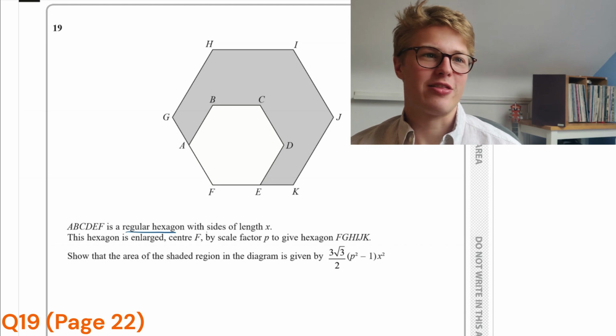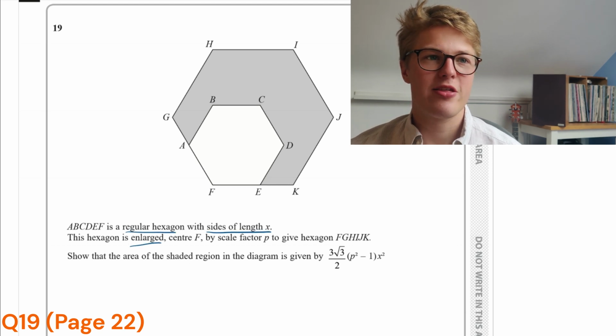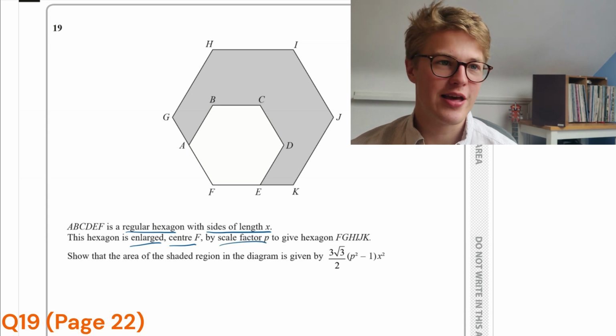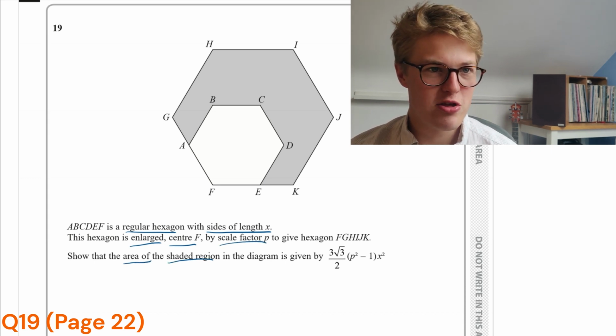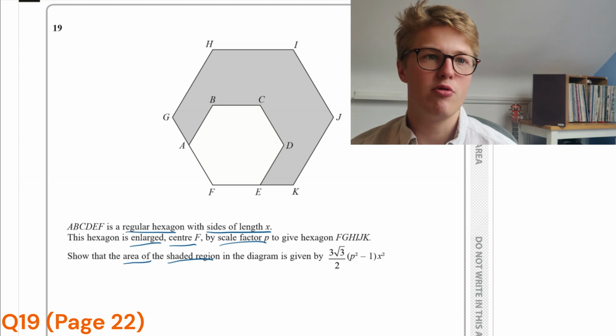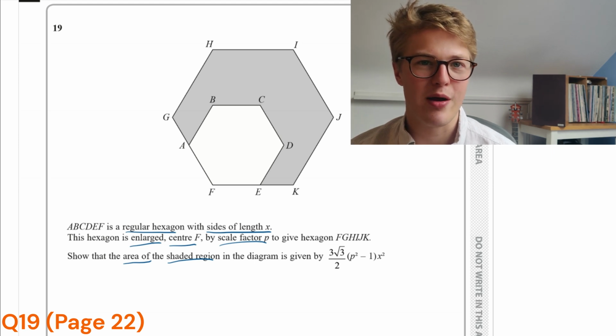ABCDEF is a regular hexagon with sides of length x. This hexagon is enlarged centre F by scale factor p to give hexagon FGHIJK. Show that the area of the shaded region in the diagram is given by 3 root 3 over 2 times p squared minus 1 times x squared.